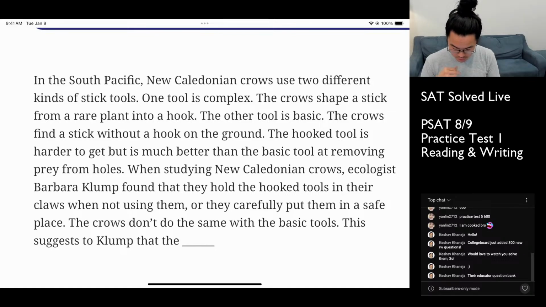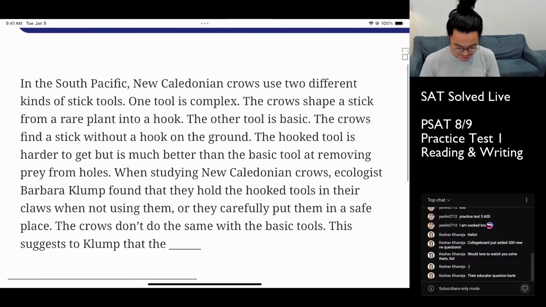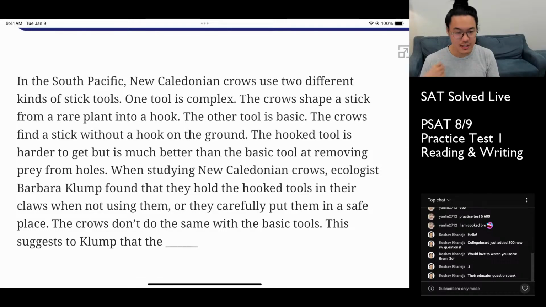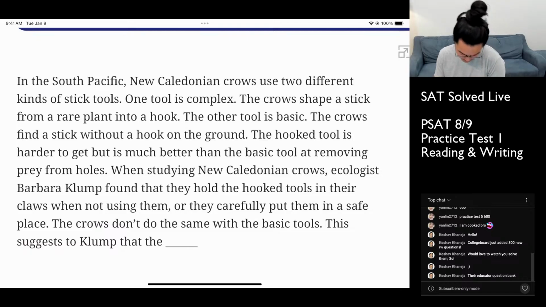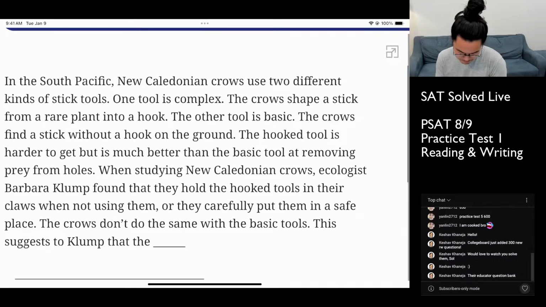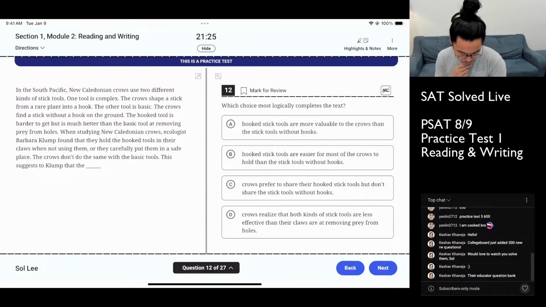Removing prey. Oh, that's awesome. That is awesome, actually. It's like me. I'm using my little hook to remove my prey, my answers from these passages, whereas you guys just sort of poke the passage, and then you're hoping that you get the right answer. They found that the hooked tools, they hold it in their claws when not using, or they put them in a safe place. They treat it valuably. That's awesome. This suggests to Clump that the birds know that it's more valuable.